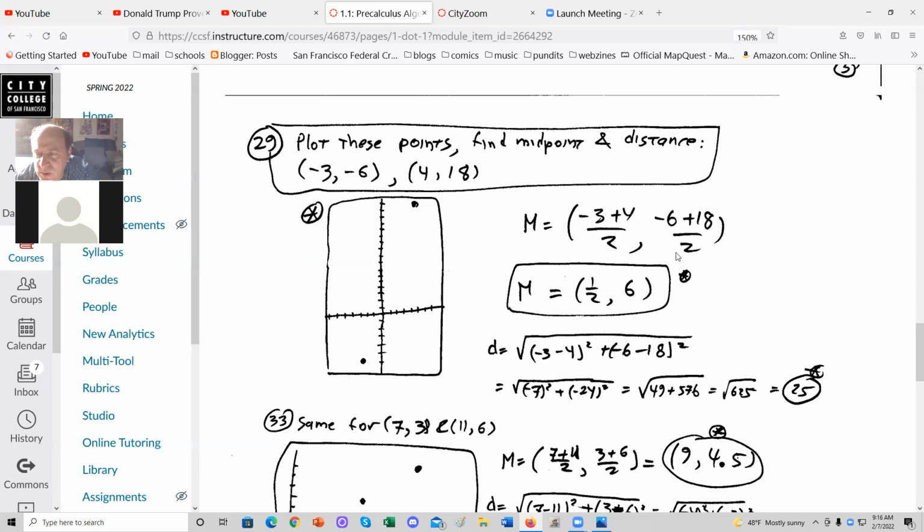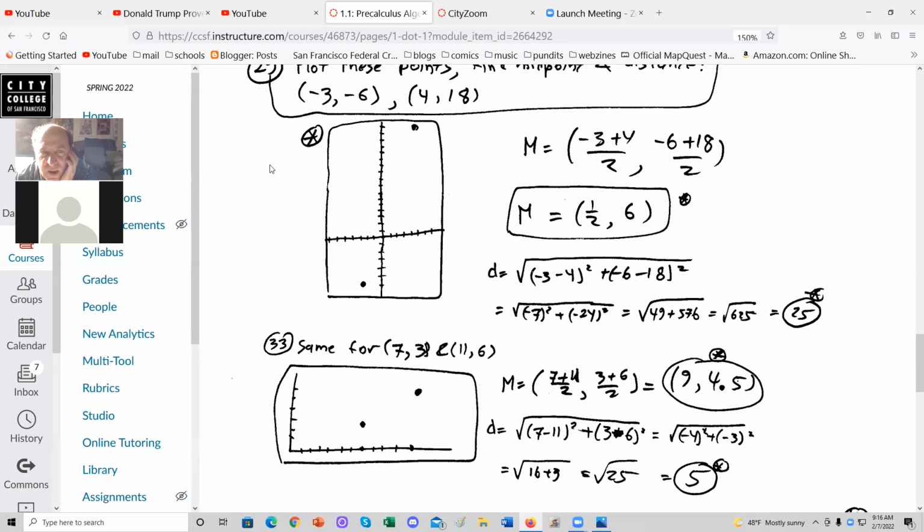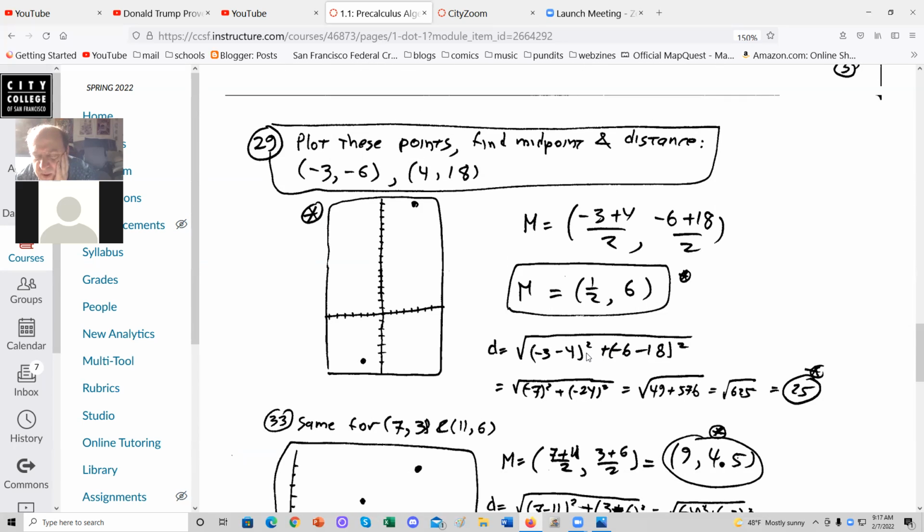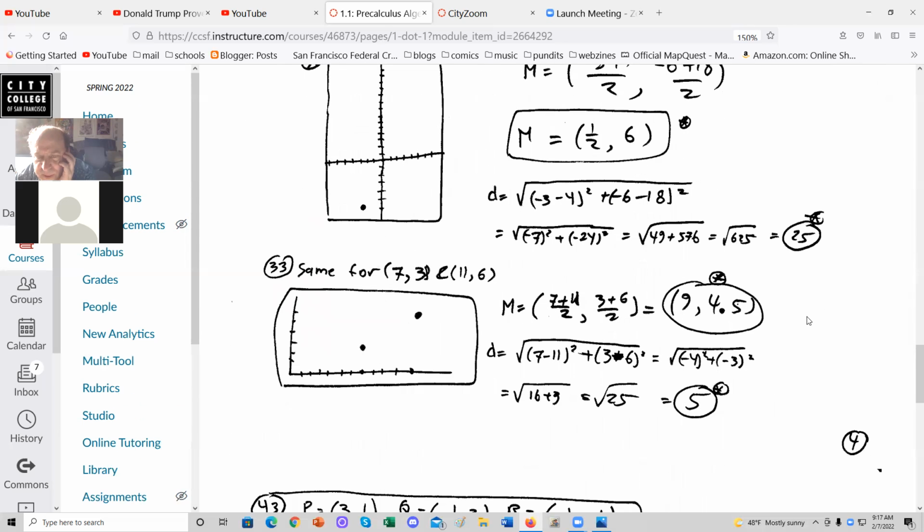This works out to be a half. This works out to be 6. So the midpoint is a half by 6, roughly around here somewhere. The distance, you take the square root of the sum of the squares of the differences of coordinates. -3 minus 4 here, square that, plus -6 minus 18 here, square that. That's -7 squared plus -24 squared, which is 49 plus 576. Comes out to the square root of 625, a whole number, 25. This is therefore a 7, 24, 25 triangle.